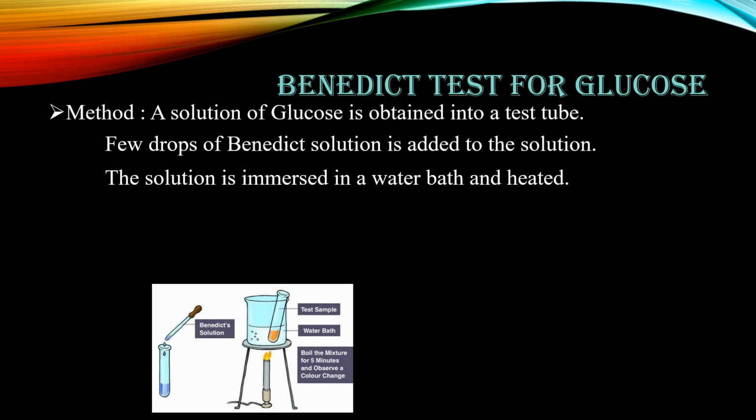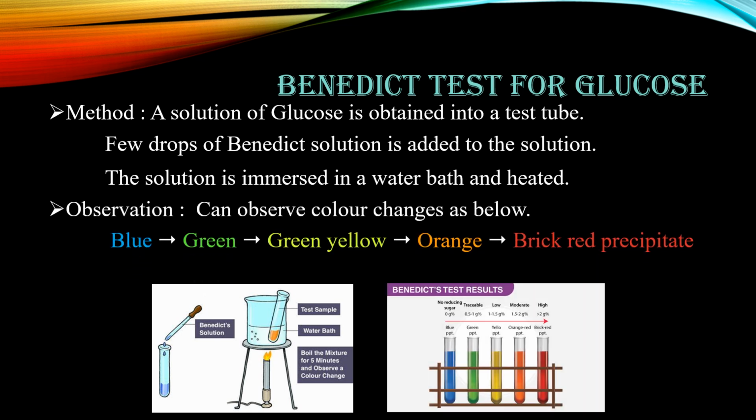Method. A solution of glucose is obtained in a test tube. Then, a few drops of Benedict solution is added to the solution. Then the solution is immersed in a water bath and heated. Observation. We can observe a color change as below, from blue, green, green-yellow, orange to a brick red precipitate. Well, the conclusion is the sample contains a reducing sugar.